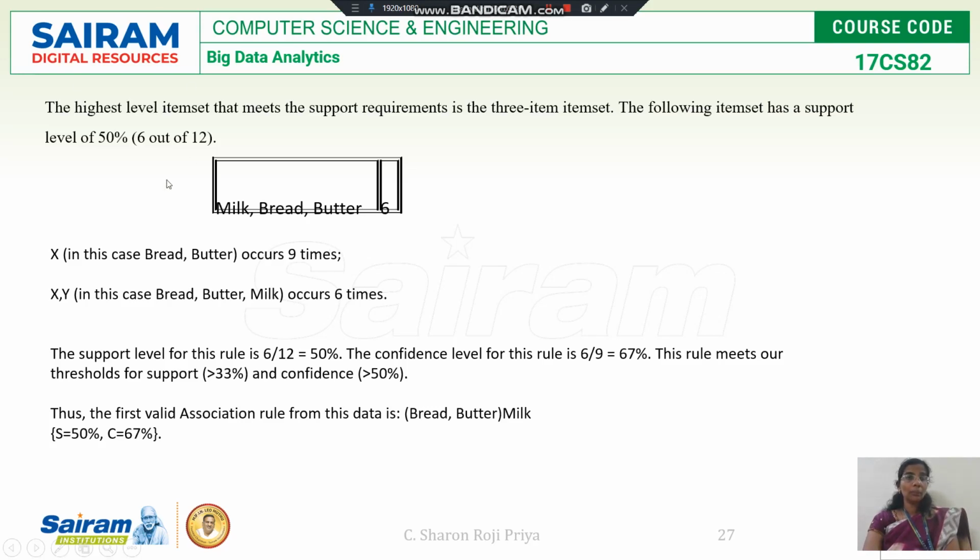Similarly, I have to make all the valid association rules, not only this rule. Next, you can try keeping milk and bread in X and butter in Y, and check whether it satisfies the minimum support and confidence. If it satisfies the 33% and 50%, it is a valid association rule. Likewise, you can write all the valid association rules.